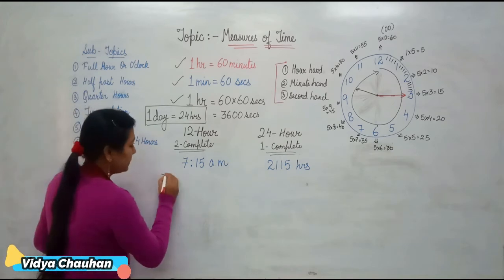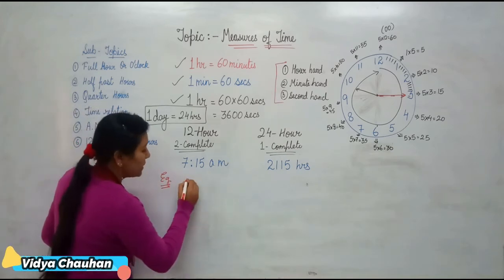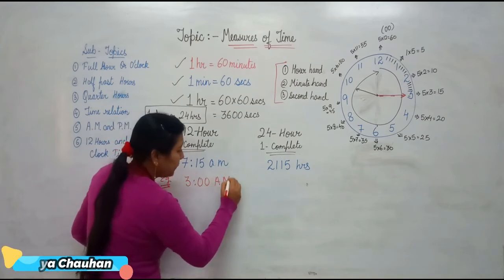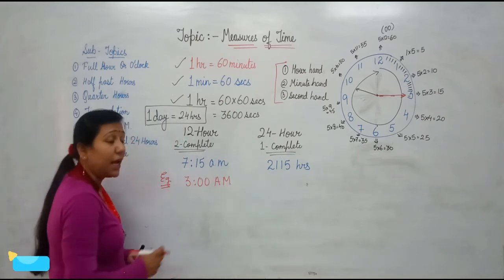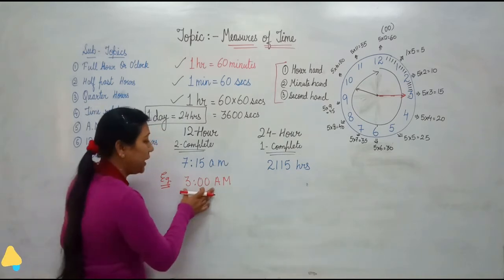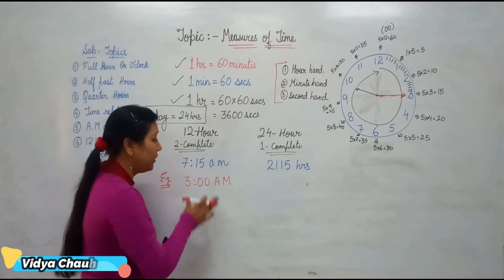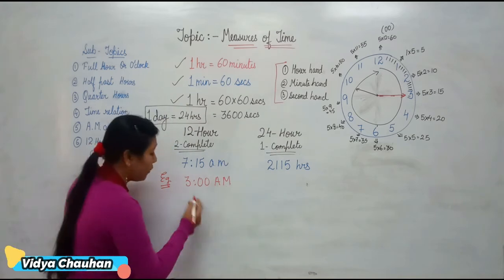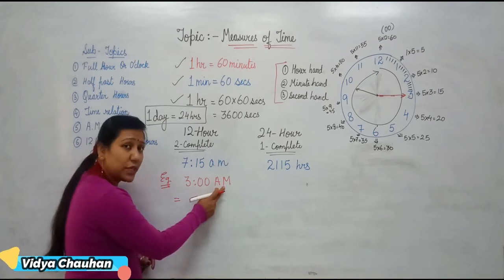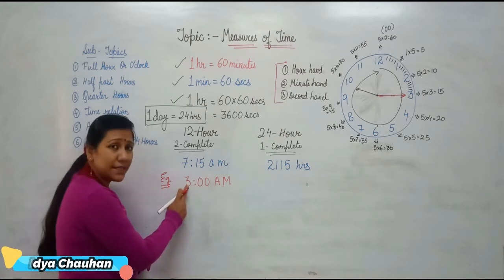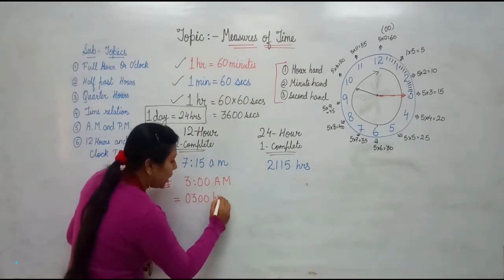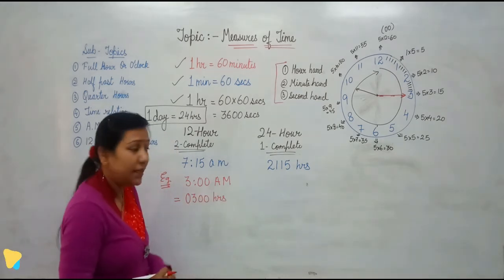Now suppose I take an example, a time is given to you as 3 AM. If it is said that you have to write the time in 24-hour clock, because the time right now is given in 12-hour clock, so convert it into 24-hour clock. Because the time is in AM and the value is less than 12, you will write it as 0300 hours.